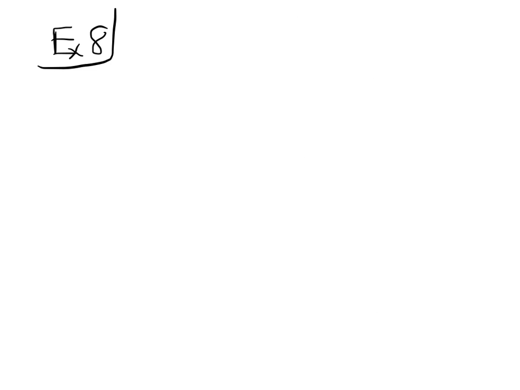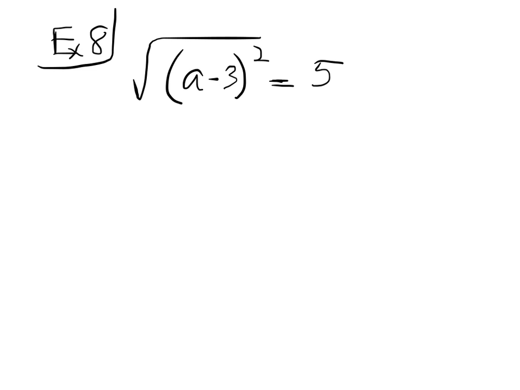Example 8 is a minus 3 squared is equal to 5. So again, first thing I should be thinking right away is I need to solve for a. I could do the box method, or this is the square of a difference and write out the formula, but I can also just try taking the square root to cancel and see if it works out. So I'm left with a minus 3 is equal to plus or minus the square root of 5.